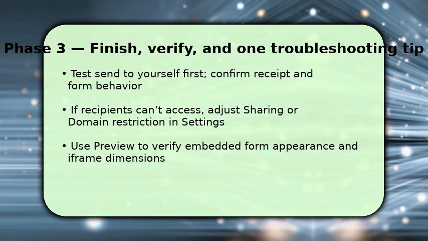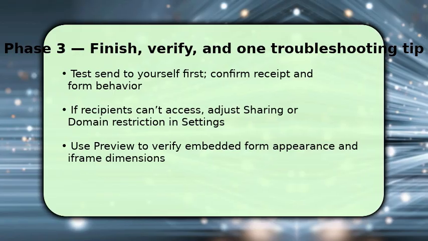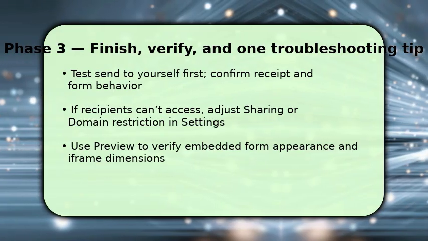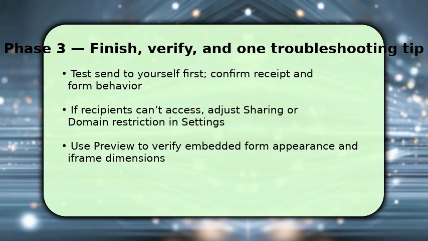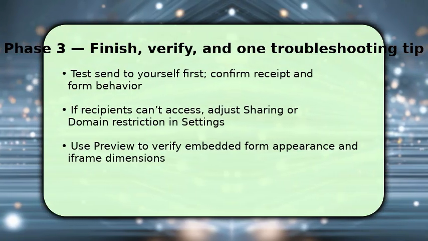Troubleshooting tip: if recipients see a permission error, open Settings and temporarily remove domain restrictions, then reapply after confirming distribution. This fixes most send access problems.